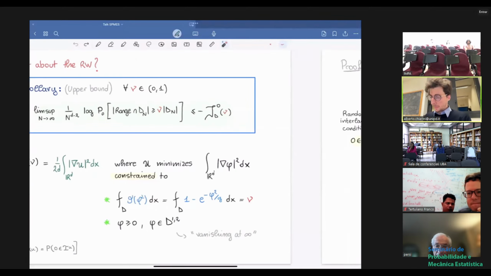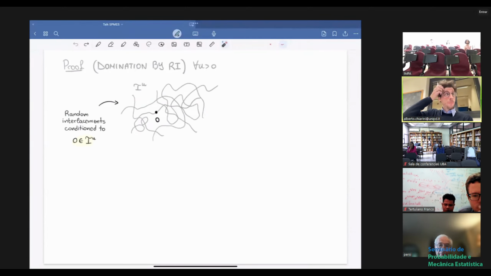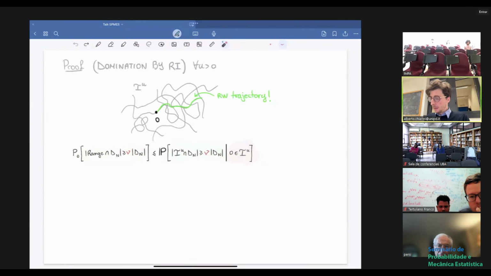Okay. Let me show you the proof for the upper bound, which is very simple. It's just this idea that random interlacements contain random walk trajectories. So if we have some u positive, we can look at the random interlacements, and we condition it to have 0 inside, so that I will have at least one trajectory that goes through 0.